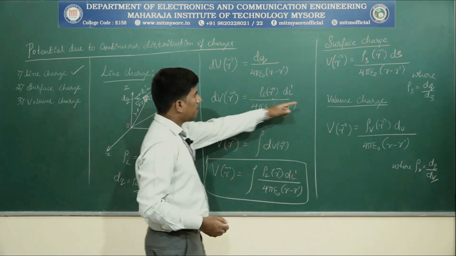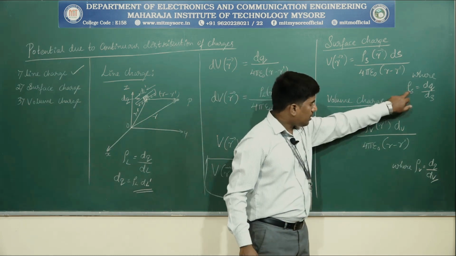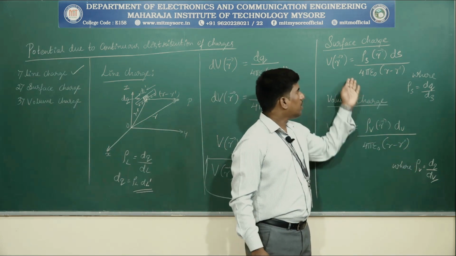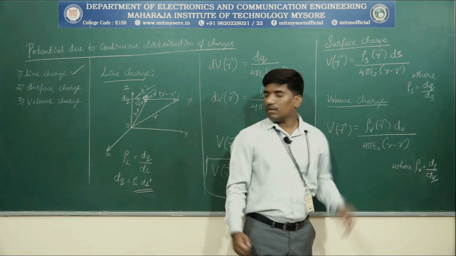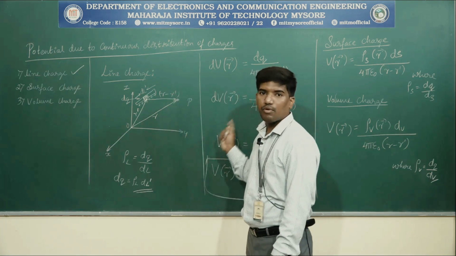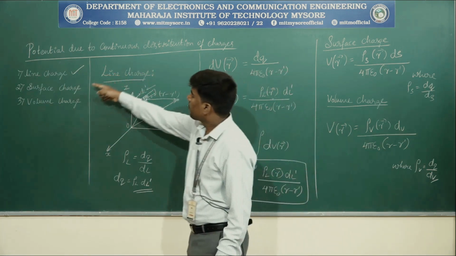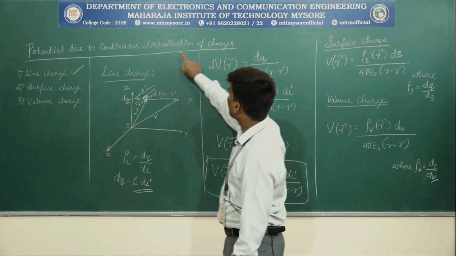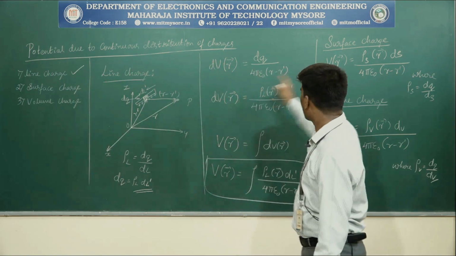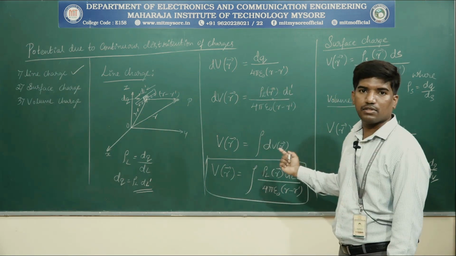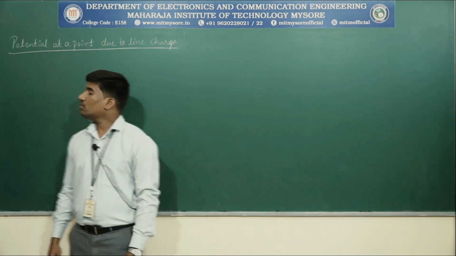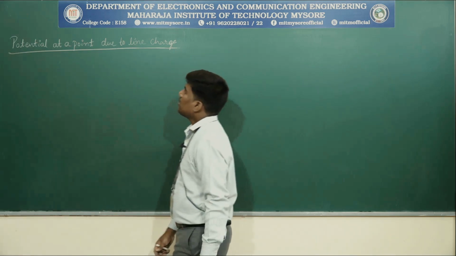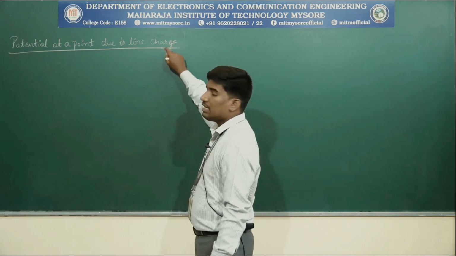By replacing rho l by rho s and rho v, we can obtain this equation by following the same set of procedure. This is how we can obtain the equation for potential due to continuous distribution of charges with respect to all the three different cases. Got it? Let us move on to the next topic, potential at a point due to line charge.